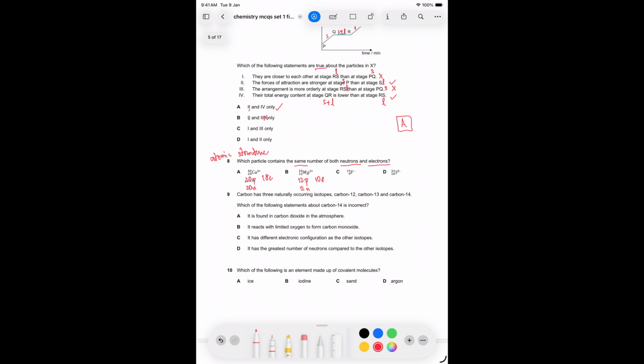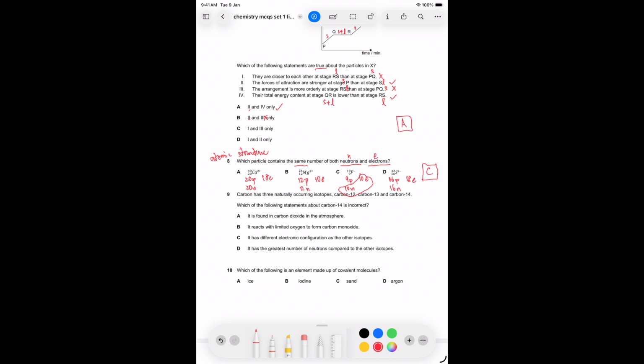And then this one will be 9 protons and then 10 neutrons, and it takes in 1 more electron, so it's 10 electrons. And for the last one, sulfide, 16 protons, 16 neutrons. It takes in 2 more electrons, so the total will be 18 electrons. So you want the same number of neutrons and electrons. So the only answer is this one. Okay, so the answer is C.